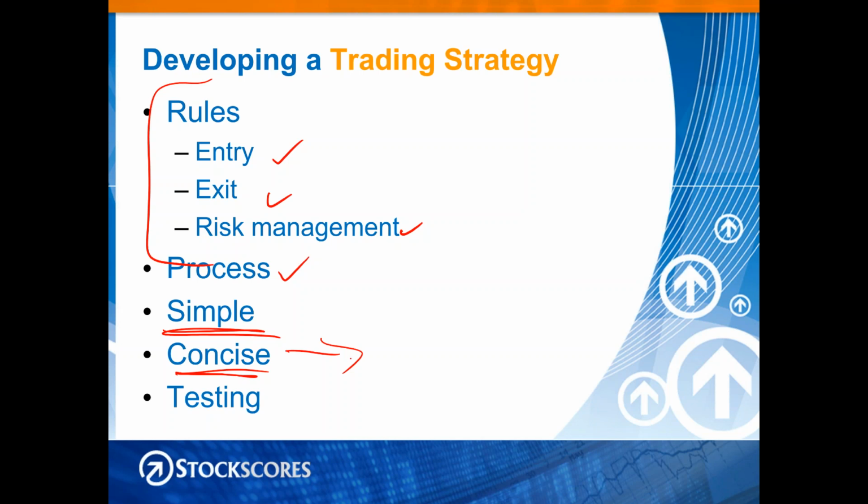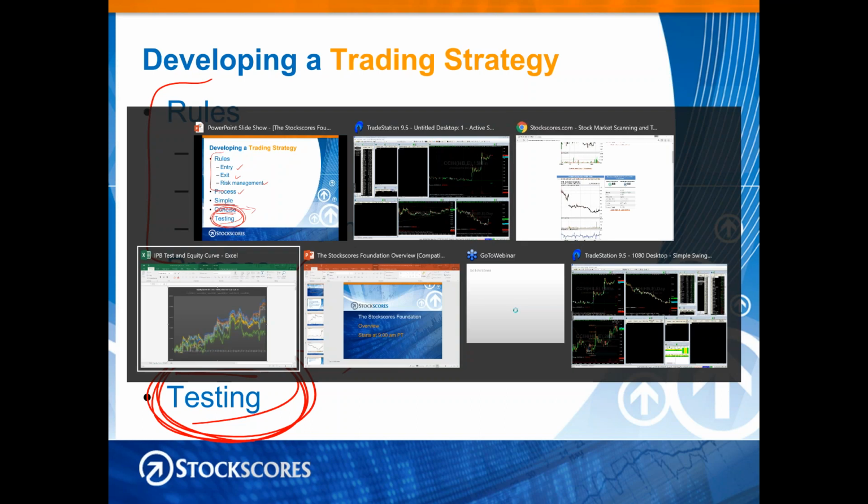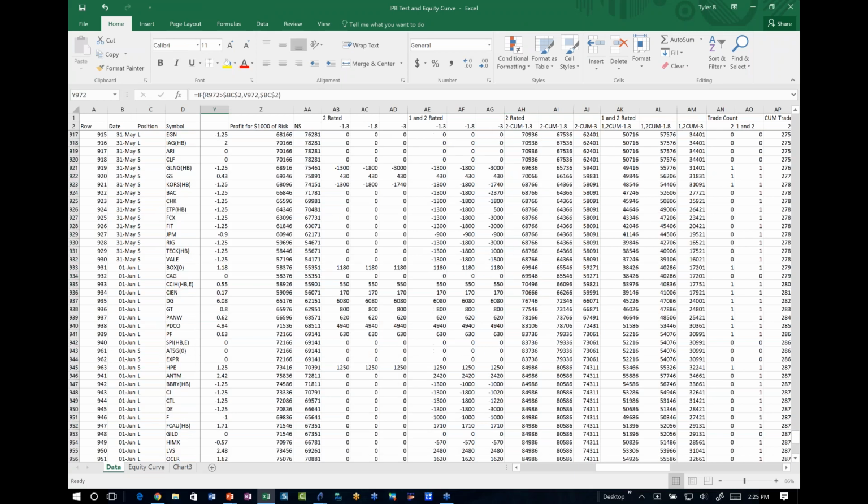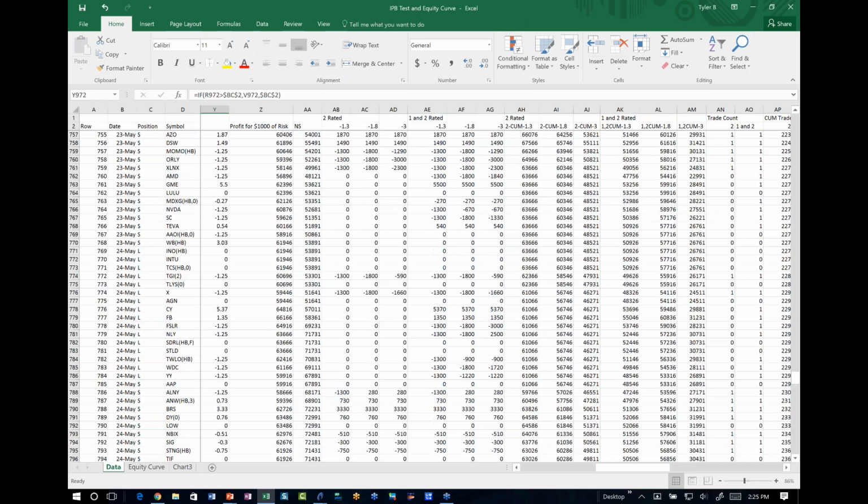And this is the most important part, testing. You have to test your strategy over a large sample size across different market conditions to find what the expected value is. So I showed you this spreadsheet. What happened to my spreadsheet? Oh, there it is. This is the sample or the testing from my intraday pullback strategy for the month of May. I have this for April, March, different months.